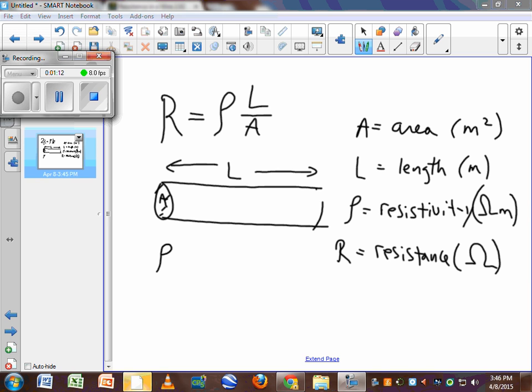You'll see on your paper that there's a list of different resistivities for different materials, and it basically says how easy it is for electricity to pass through this particular wire. And all this will end up equaling resistance. Resistance is measured in ohms, and that is, again, the friction that it encounters. So if you look at this, the longer the length, the more resistance there is. The larger the cross-sectional area, the more resistance there is.